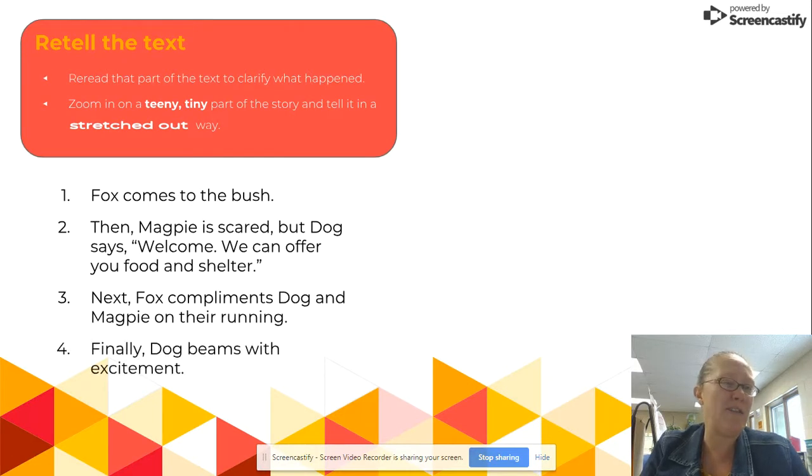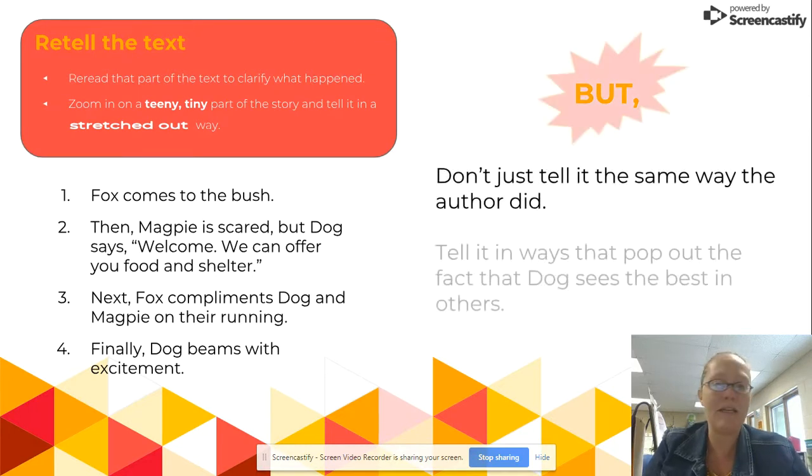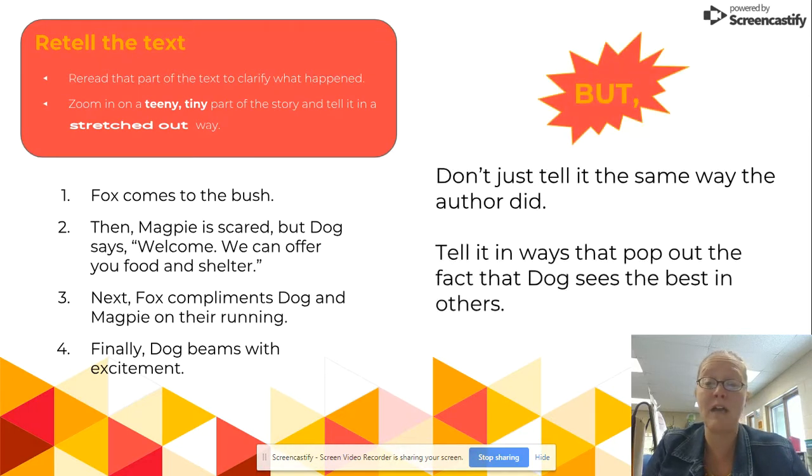And Magpie still feels kind of weird about him, but Dog just thinks that's the greatest thing ever. He beams with excitement. He really sees the best in Fox at that time. But I'm not just going to tell it that way in my essay. That doesn't draw my point out and make it very clear. I'm not telling it the same way the author is. I'm telling it in ways that pop out the fact that Dog sees the best in others.